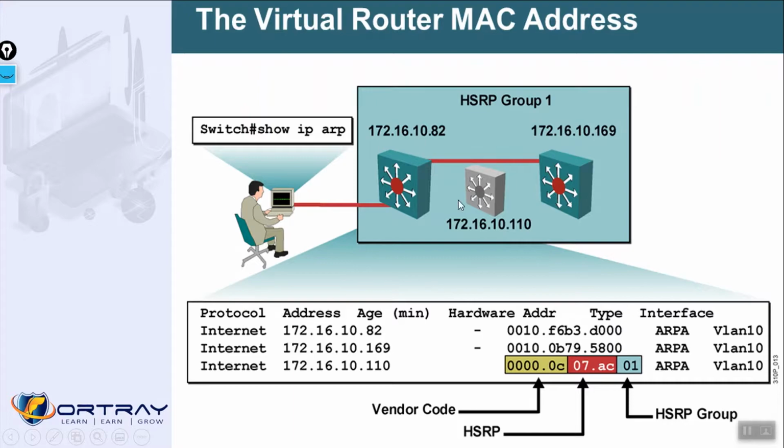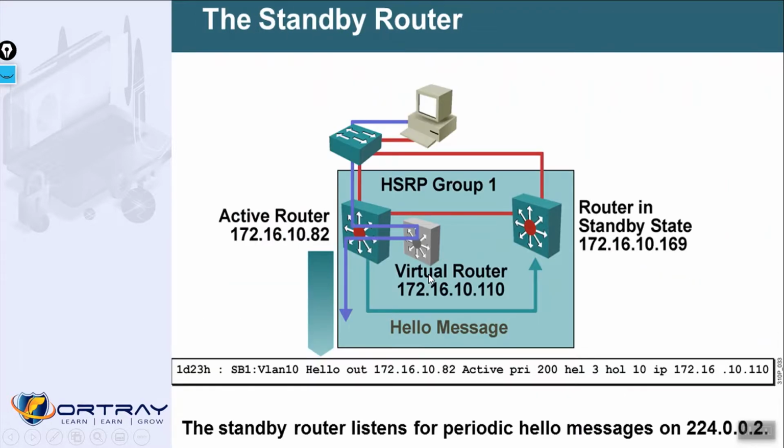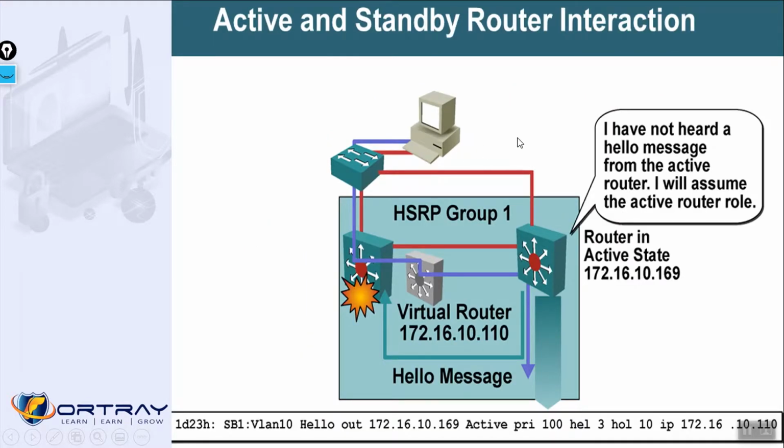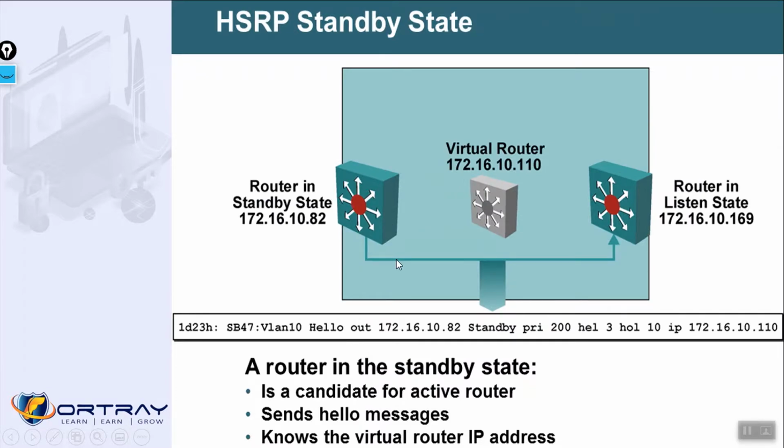So we basically configure one HSRP group. For example, you can see the vendor code 0000.0C, 07.AC is the HSRP, and then the group number. That's the virtual MAC address. The standby router is now in the standby state. Active and standby routers: the standby router says, I have not heard any hello messages from the active, I'll assume the active role. So if this router goes down and there are no hello messages exchanged, the standby will assume the active state.